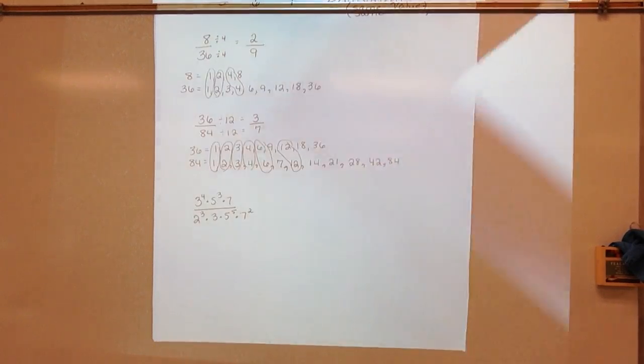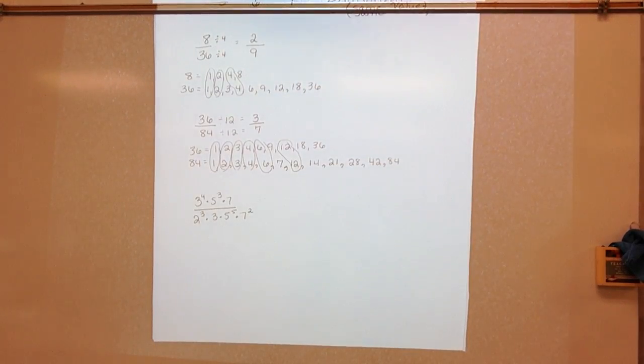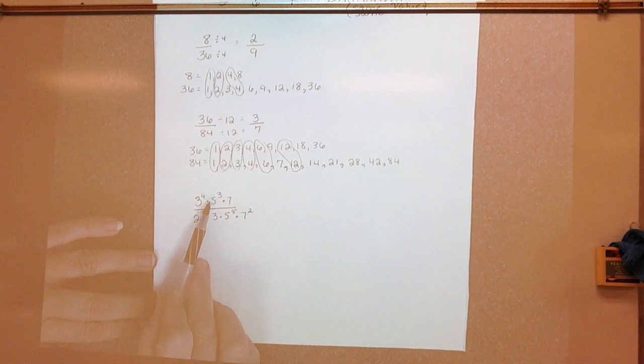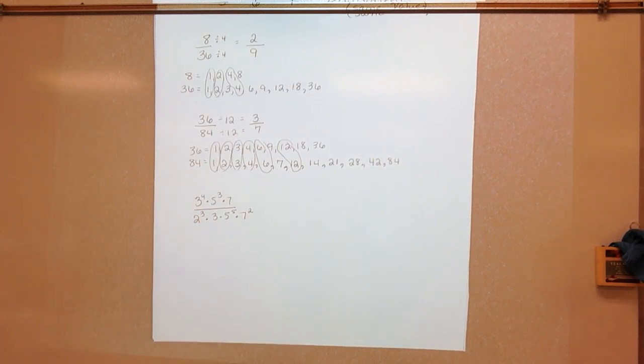So I'm going to treat this problem very similar. I've got to look at what I have. All right, so I've got 3 in common, I've got 5 in common, I've got 7 in common. I'm going to look at my 3, and I'm going to see what they have in common. I'm going to factor out that GCF from the numerator and the denominator.